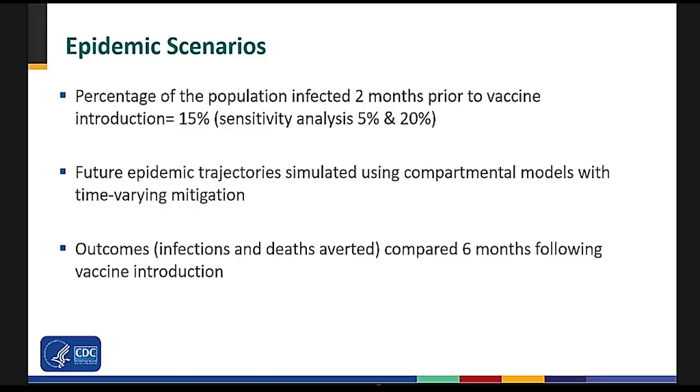To understand how the results would vary in scenarios with lower or higher values, we assumed values of 5 or 20%. We estimated the impact of the vaccinations and simulated future epidemic trajectories using compartmental models that incorporated time-varying social distancing mitigation strategies. From these models, we compare the outcomes of the numbers of infections and deaths averted within the 6 months following vaccine introduction for the three initial strategies I just described, compared to scenarios with no vaccination campaigns.